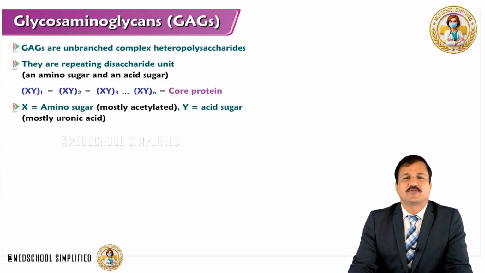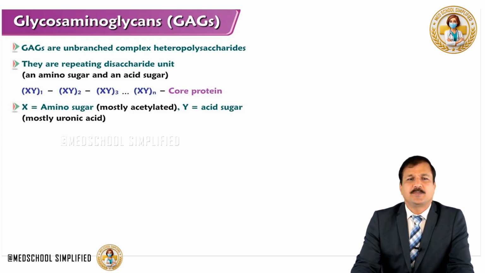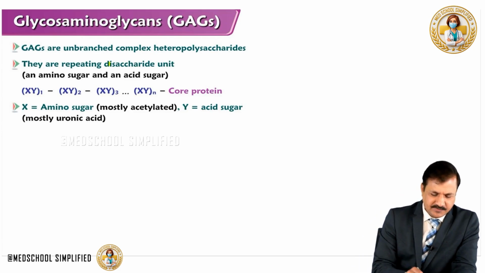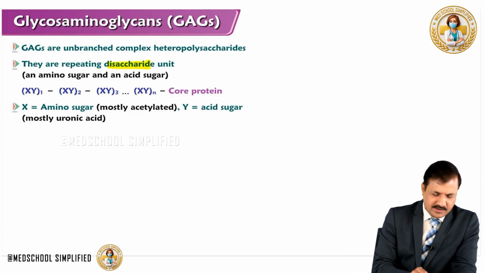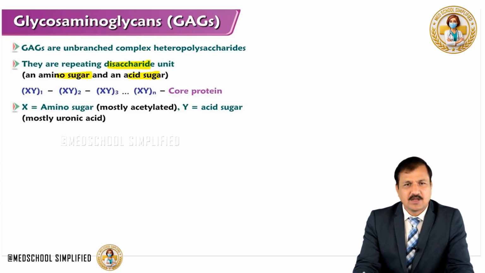Glycosaminoglycans, which are part of complex molecules called proteoglycans, are unbranched complex heteropolysaccharides. Glycosaminoglycans are repeating disaccharide units present in proteoglycan molecules. Within this repeating disaccharide unit, one unit is an amino sugar and the other is an acid sugar. The amino sugar is usually acetylated and the acid sugar is mostly a uronic acid.